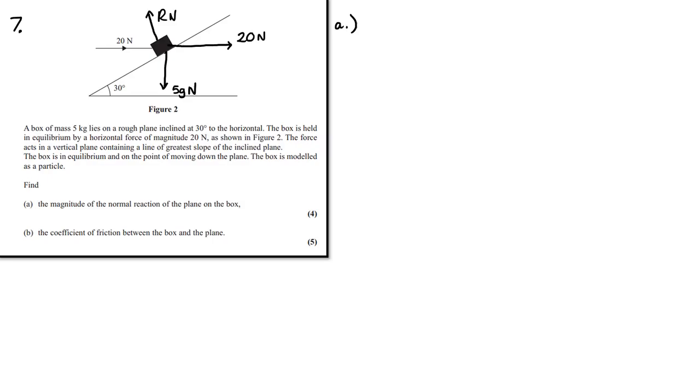We also know the box is in equilibrium and on the point of moving down the plane. Because the box is moving down the plane, friction opposes that motion. So friction will be going up the plane, and it's going to look something like that. We use mu to represent the coefficient of friction here, so it's going to be mu R newtons there. And what we're going to need to do to find the magnitude of the normal reaction is to resolve forces.